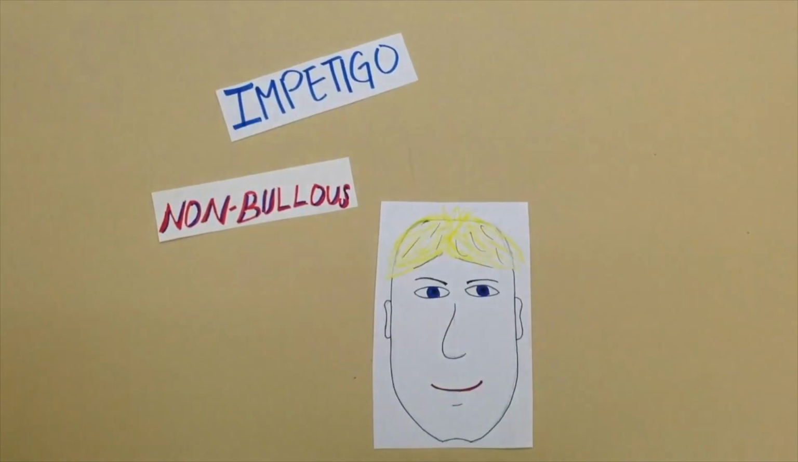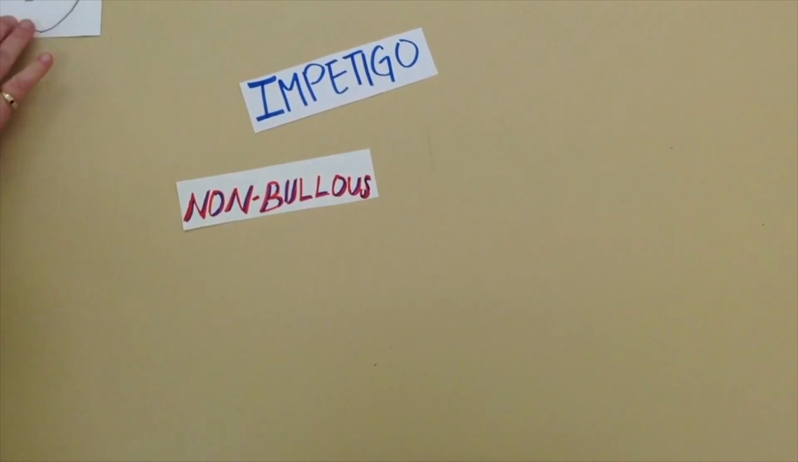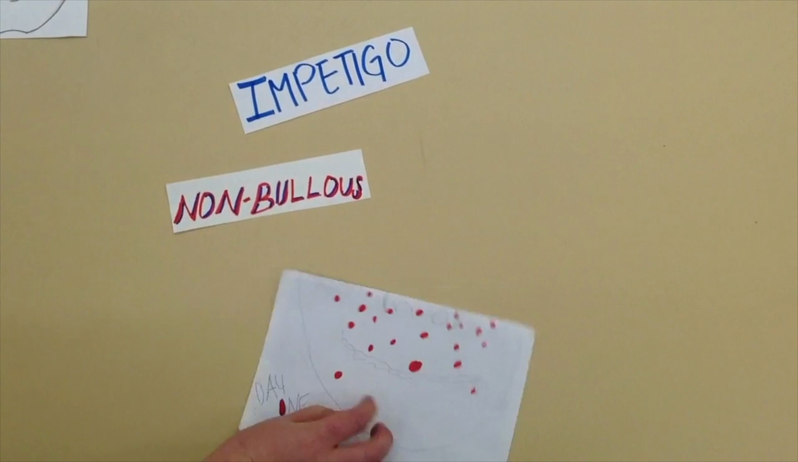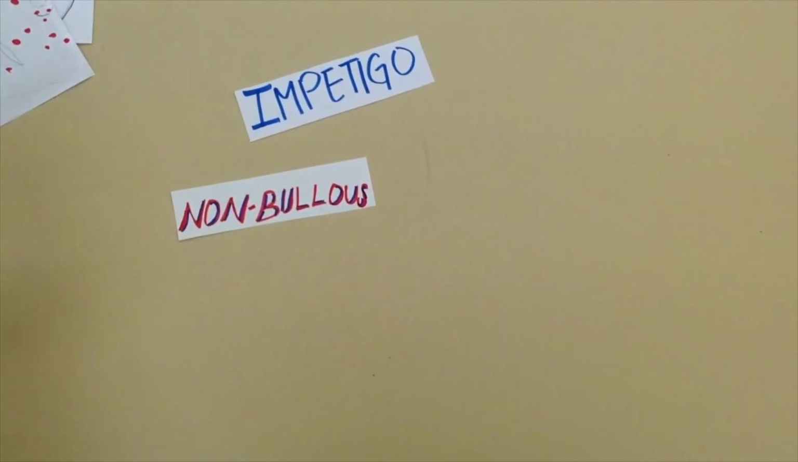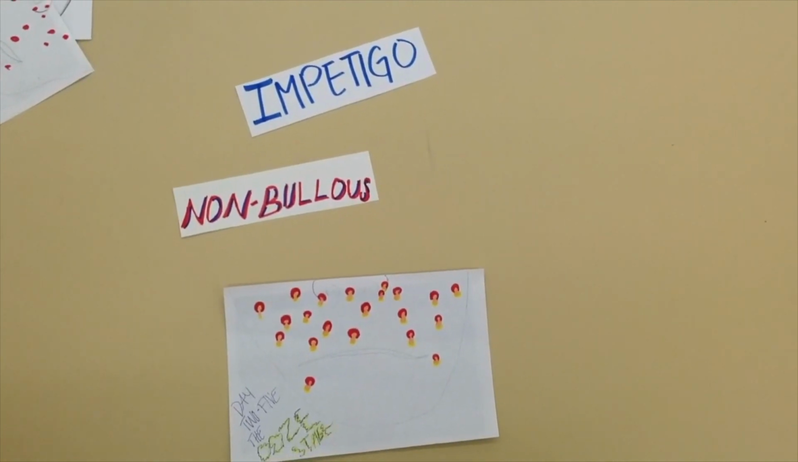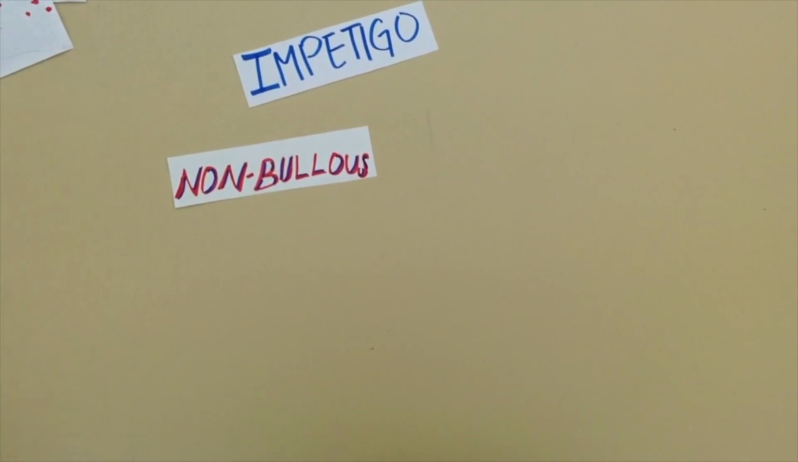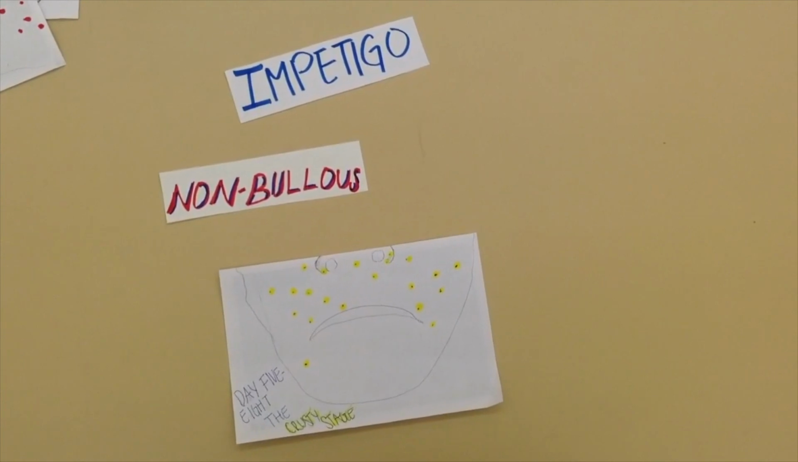Non-bullous is mainly found around the face and is the more common form. It is caused by both strep and staph bacteria. This is what non-bullous looks like over the course of a few days without any treatment. The non-bullous type has sores that ooze and crust over after a few days.